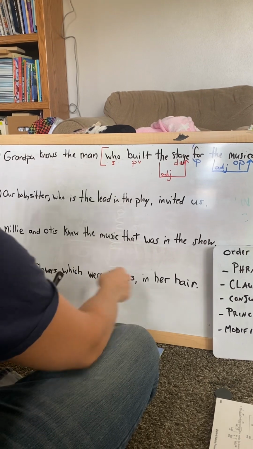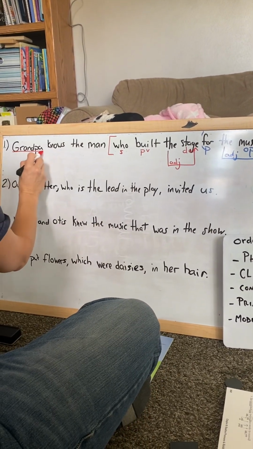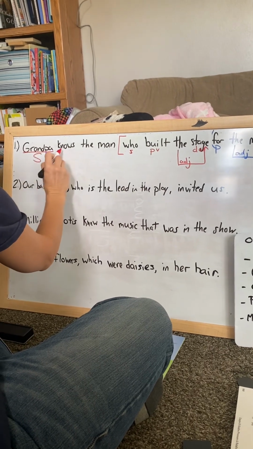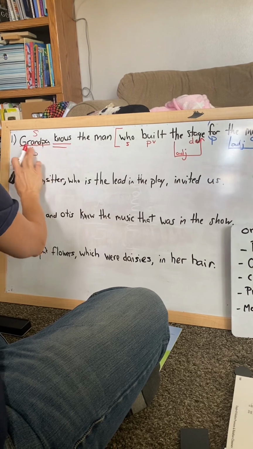So principal elements: Grandpa is our subject. Underline it once. Grandpa. Mom, you have to put it above. Oh, Grandpa knows.